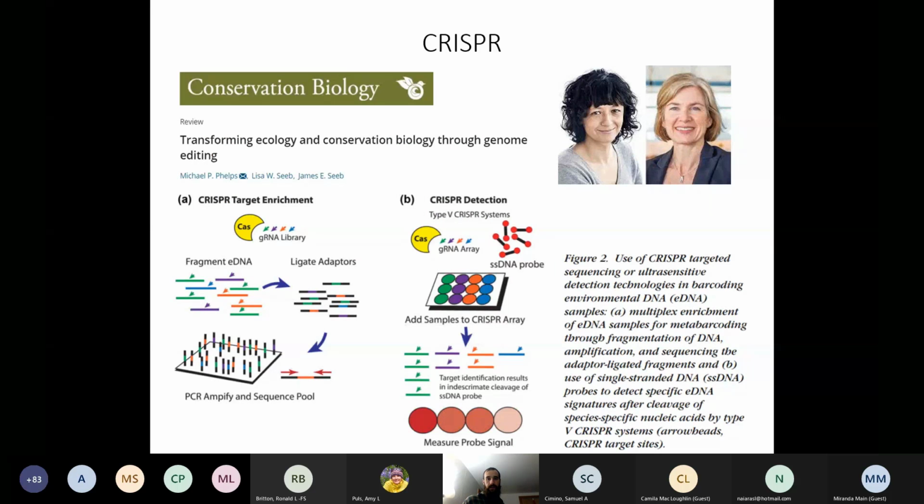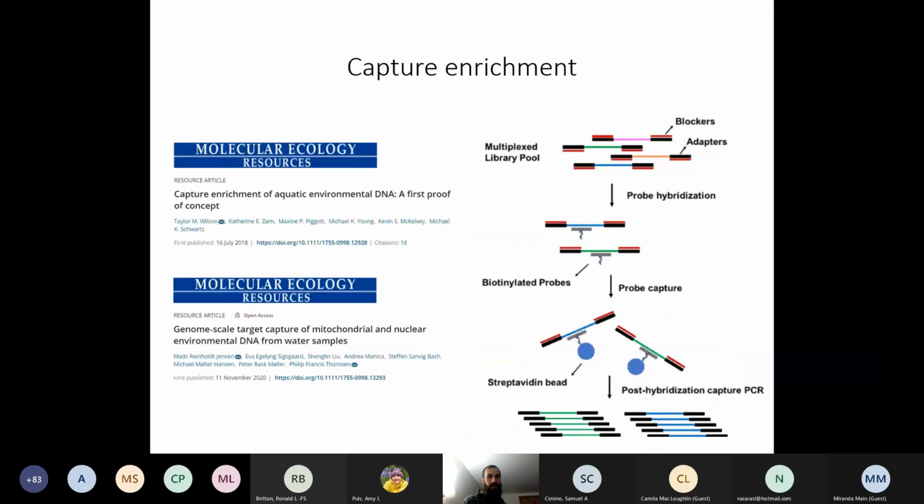CRISPR has been in the news because of the recent Nobel Prize being awarded for this work, and we've heard a lot about it from a kind of organism genetic modification standpoint, but it also can be used as a genetic target detection tool. Again, I'm going to point you to this paper in Conservation Biology that talks about genome editing generally, but also talks about this as a detection tool in environmental DNA.